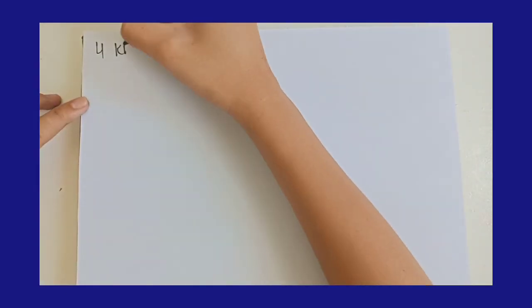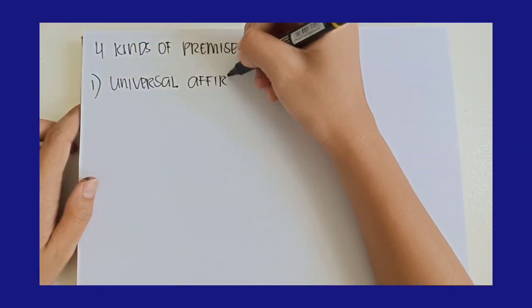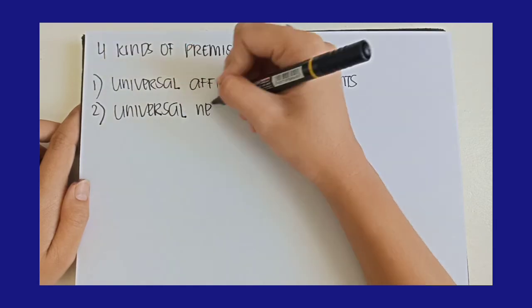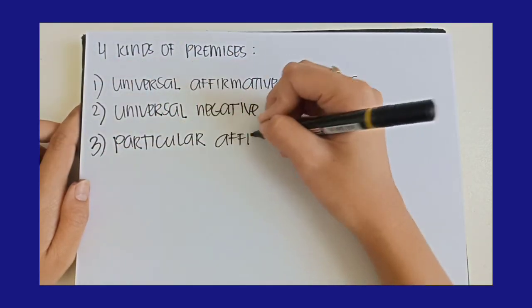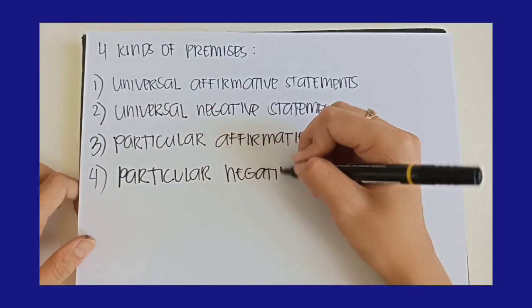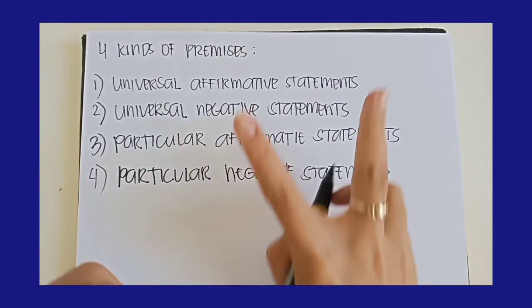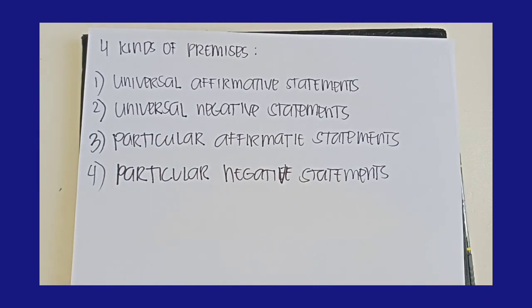There are four kinds of premises. The first one is the universal affirmative statements. These are statements of the form all A are B, because they make a positive or affirmative statement about all members of a class, which is universal. The second one is the universal negative statements. These are negative statements about all members of a class. For example, no cognitive psychologists are drummers. The third one is the particular affirmative statements. These are positive statements about some members of a class. For example, some cognitive psychologists are left-handed.